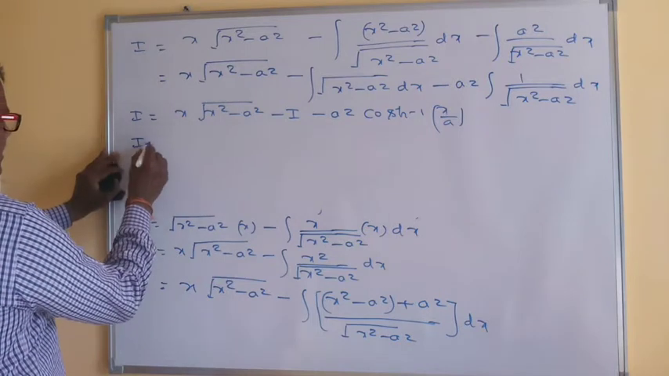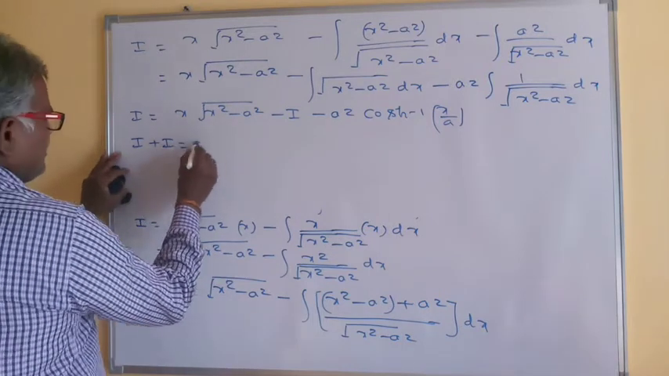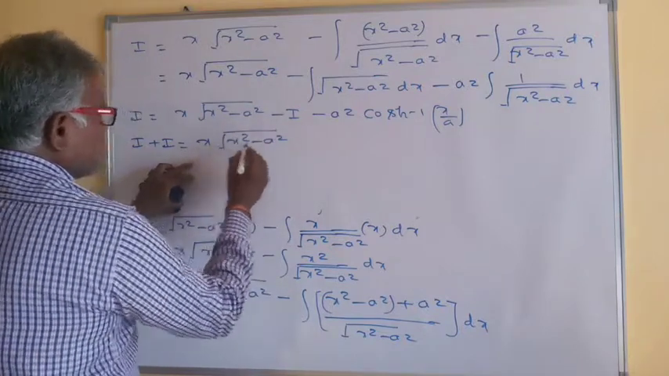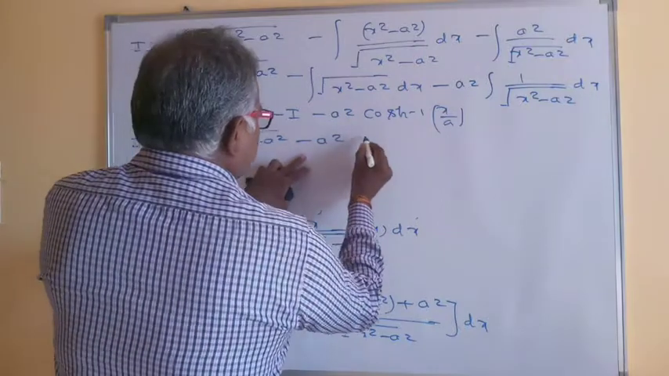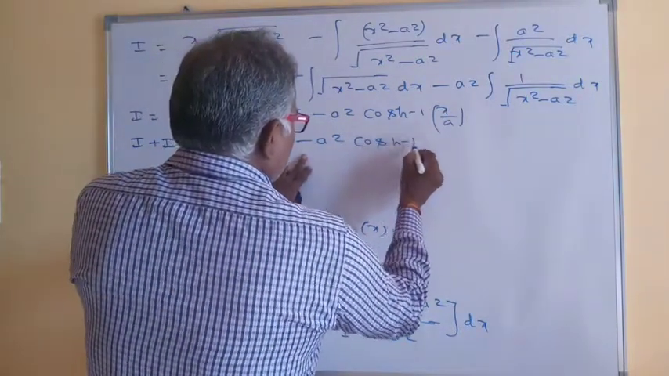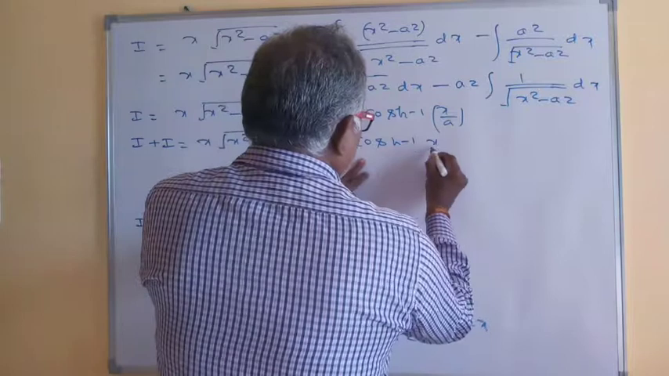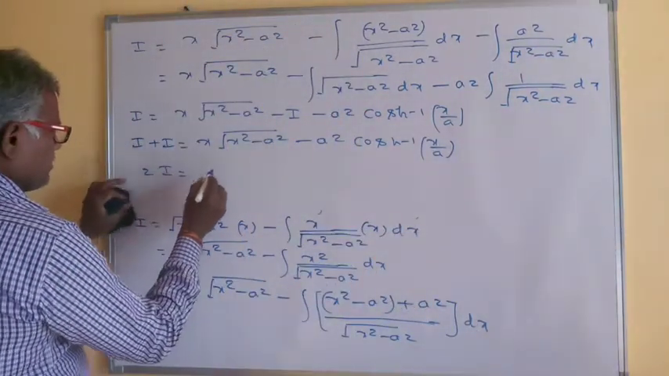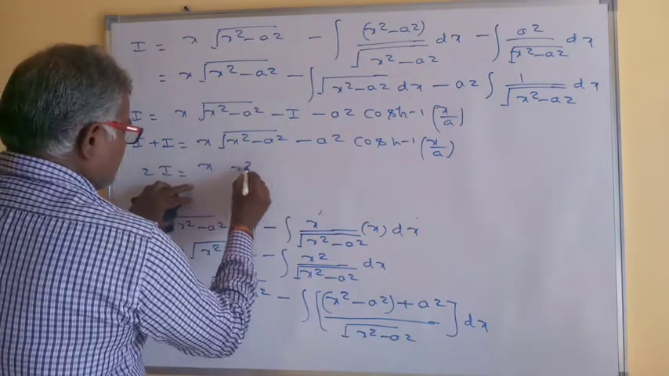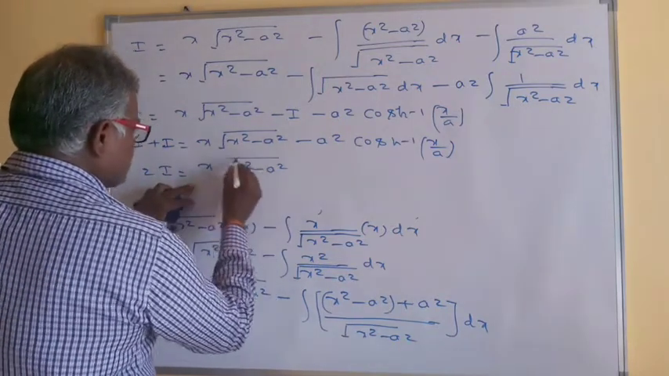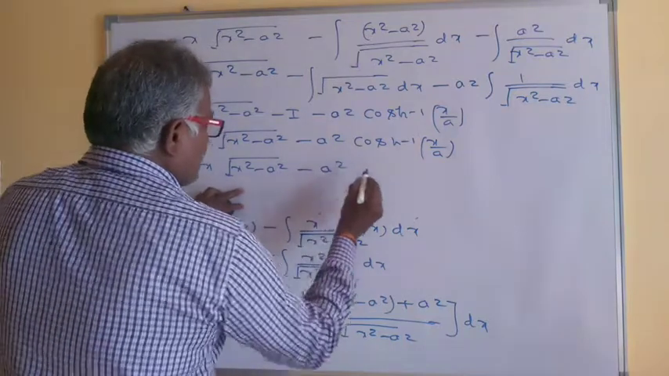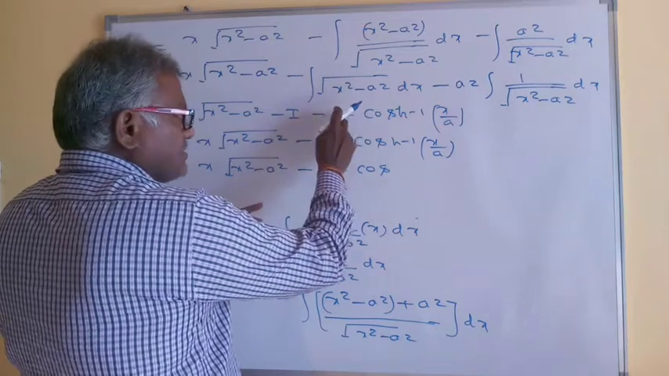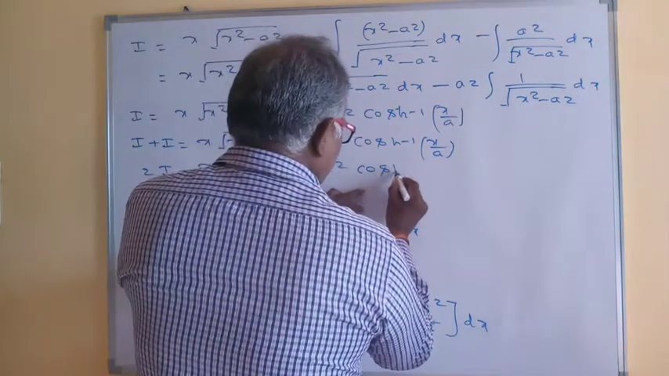So I plus I is equal to x into square root of x square minus a square into cos h inverse x by a. Okay, so 2I is equal to x into root of x square minus a square. In the three problems, the last three steps should be the same, no change.